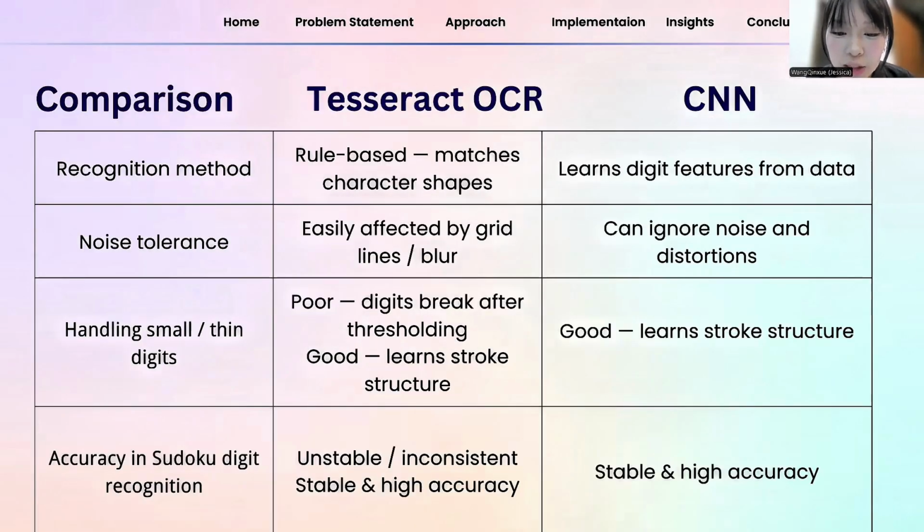However, Tesseract is rule-based, so it is very sensitive to noise, thin handwriting, and grid lines. Because of this, its accuracy is unstable across different images. So the CNN is faster, more accurate, and more scalable, making it the better choice for pseudocode digit recognition.